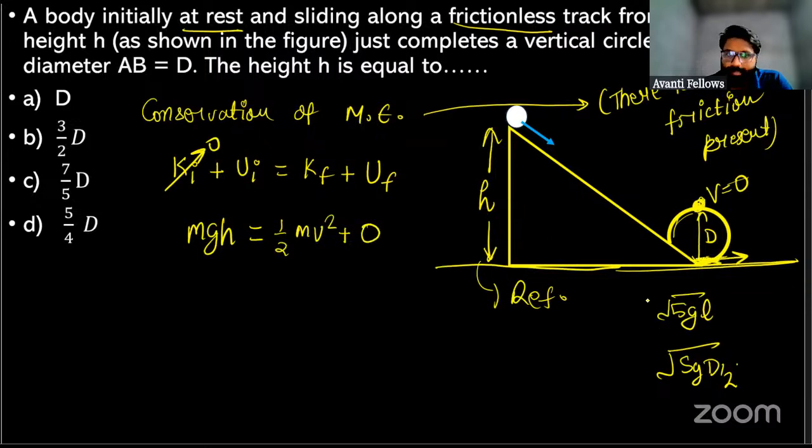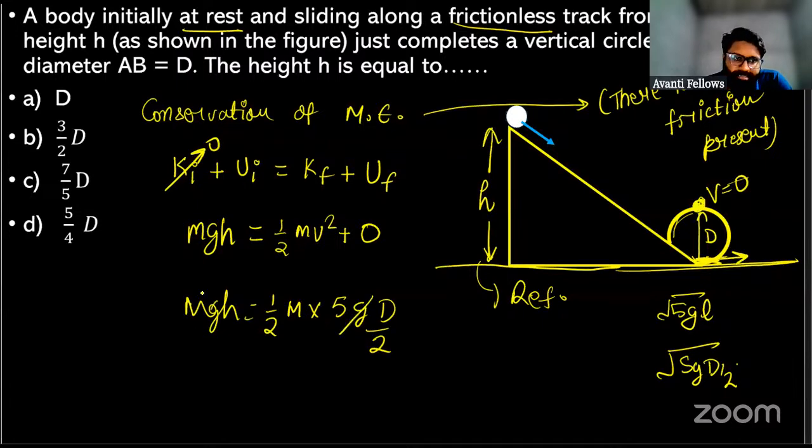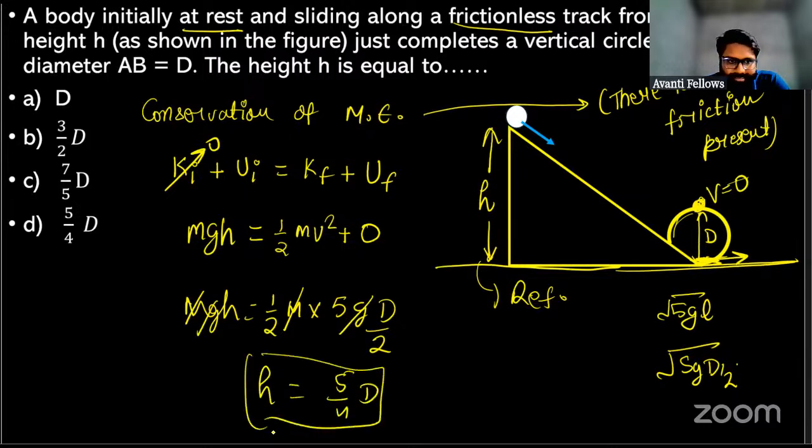which at this point will become 0 because we are at the reference frame. So mgh is equal to 1 by 2 m, V square will become 5g d by 2. Now g and g, m and m will get cancelled out. Got it? So it will become h is equal to 5 by 4 times of d. You can see here there is a match of the option. Option D is the correct one.